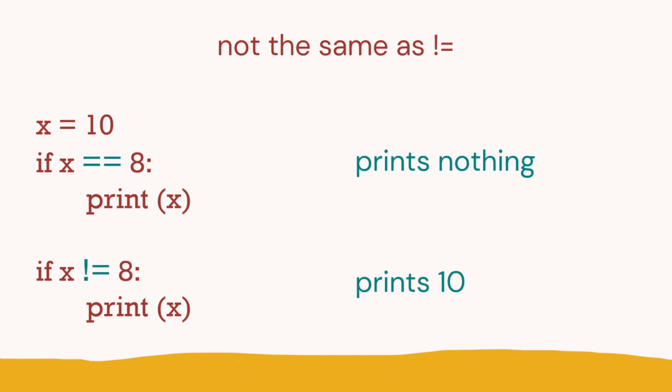So this is a common error when you're coding. So in Python, we've got the 2 equal signs, but yet in pseudocode, we haven't. So you have to be careful.